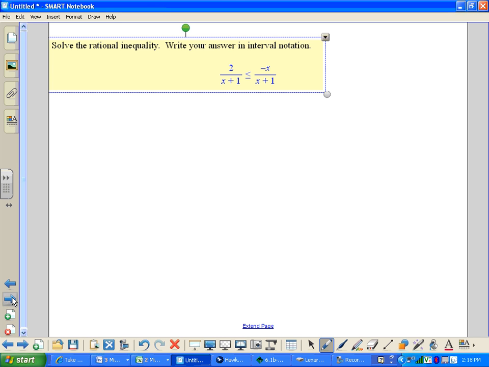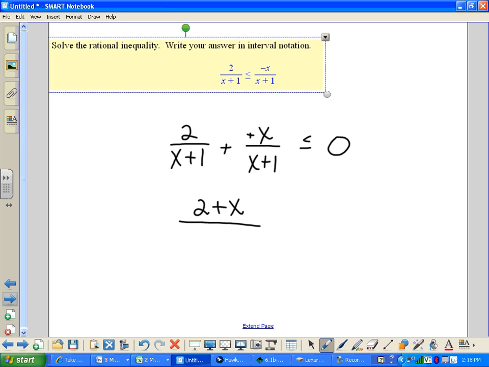Okay, this one's a little different. We've got less than or equal to on this one. So 2 over x plus 1. And now I'm going to say minus -x over x plus 1 is less than or equal to 0. Of course, here if we want to, we can just distribute that negative sign, and that would just be plus a positive. So I'm going to get 2 plus x over x plus 1.